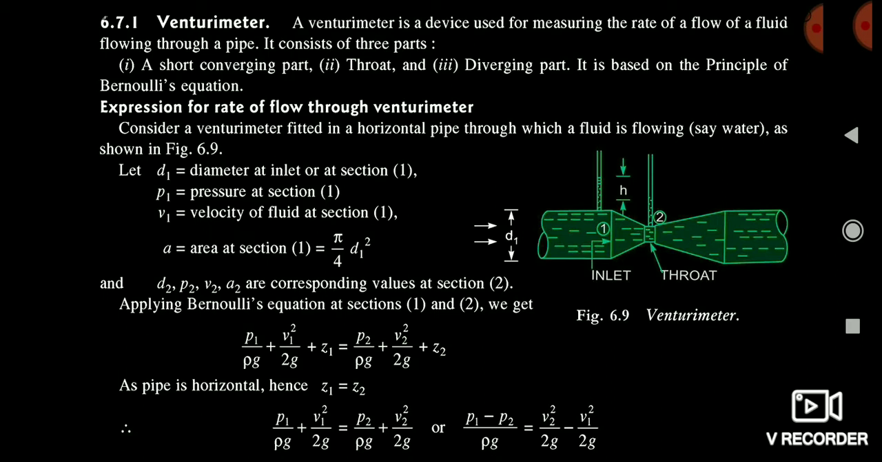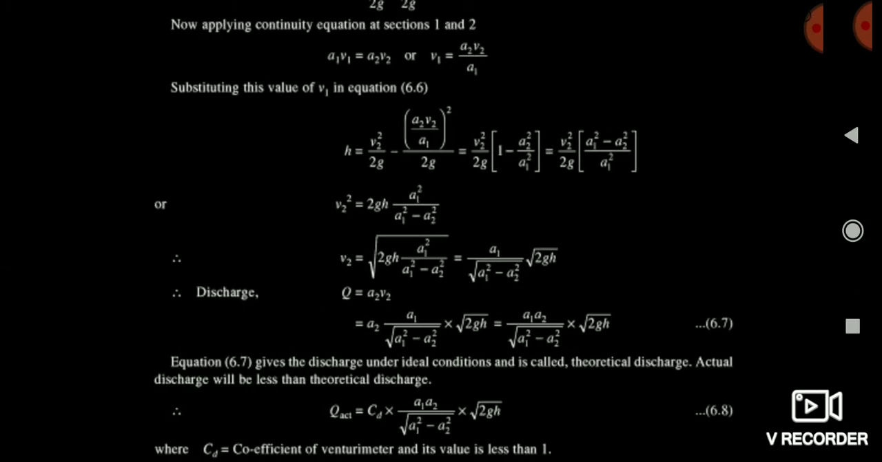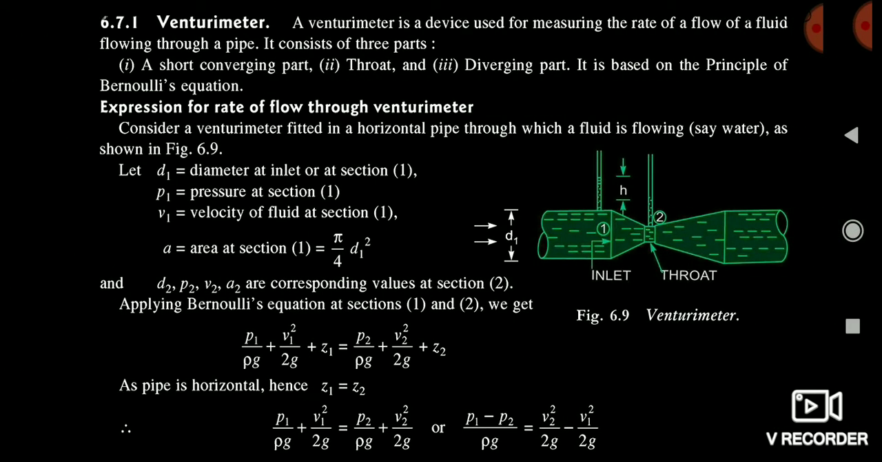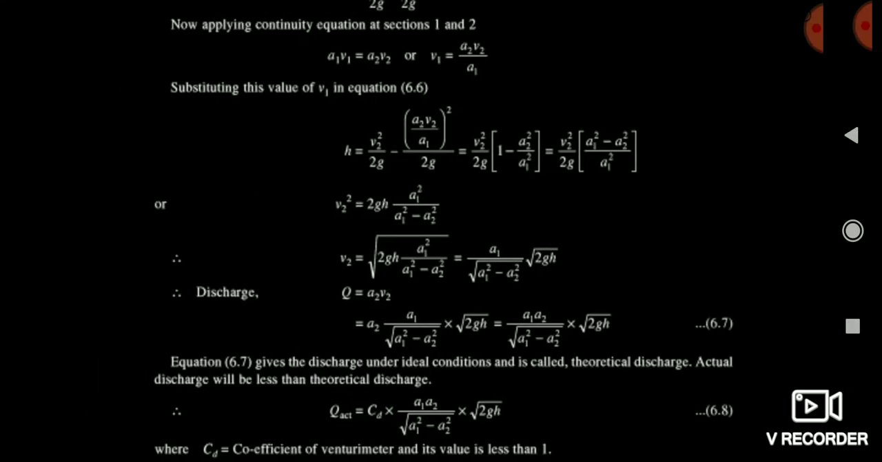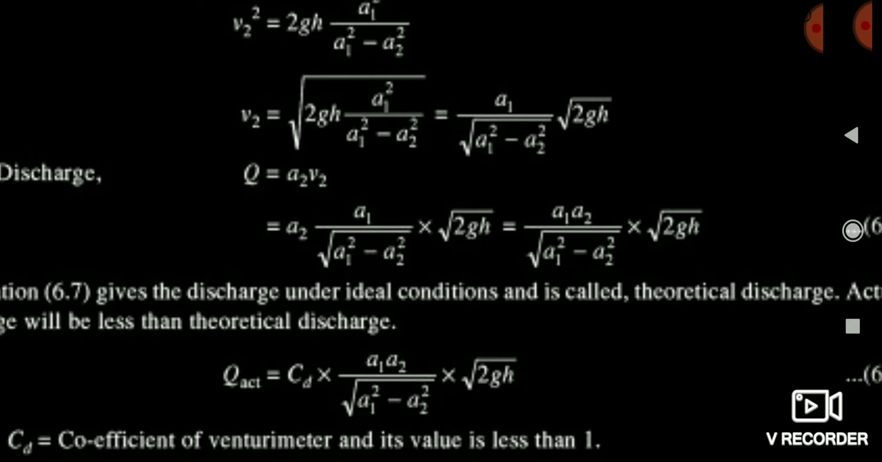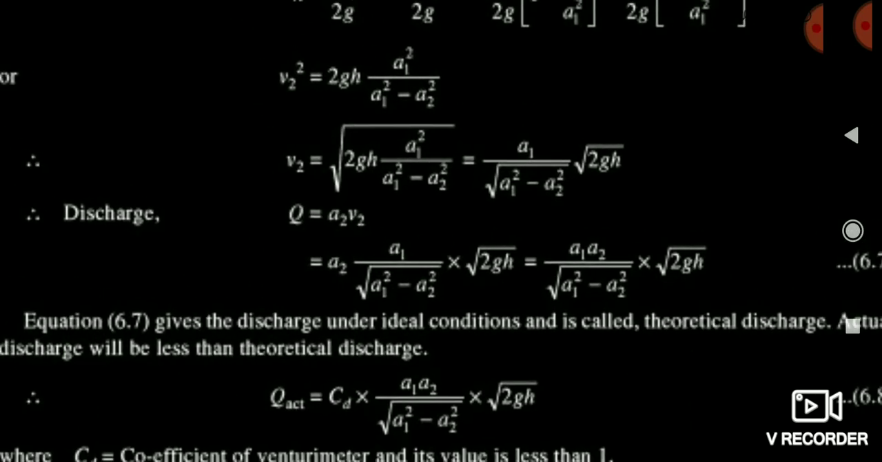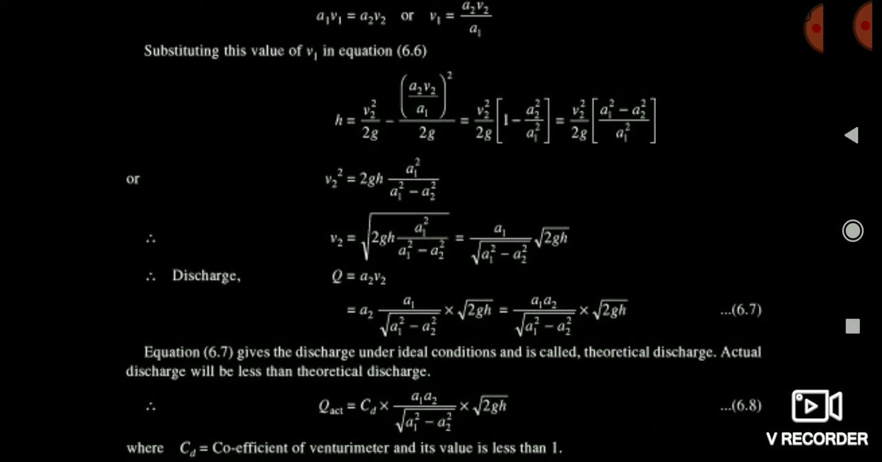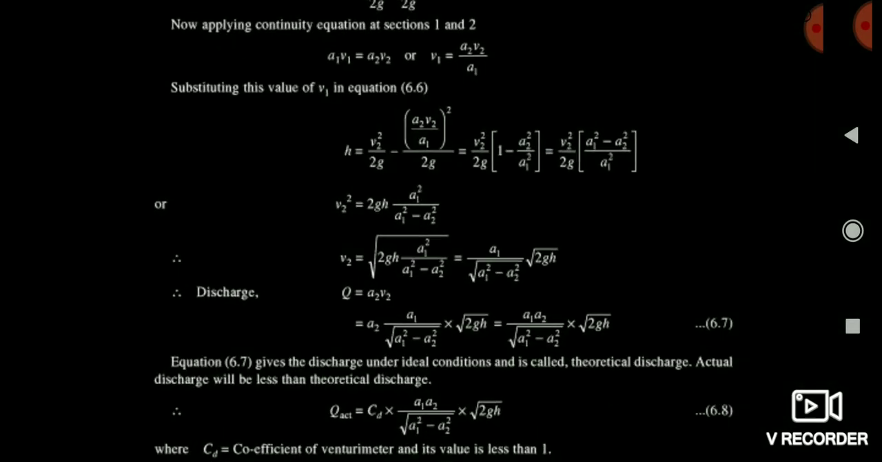The first section, pi by 4 D1 square, is the area of the first section A1, and the area of the second section, meaning the area of the throat part, is A2, pi by 4 D2 square, and h is nothing but our mercury level difference. So you remember this formula, because most of the times the questions are asked simply on this formula. You can put all the values in this formula and you will get the answer.